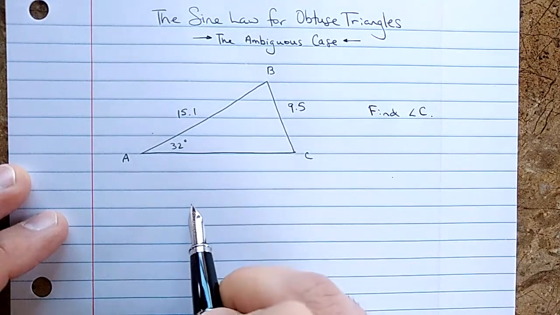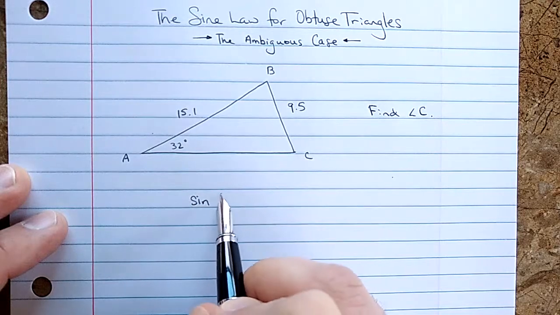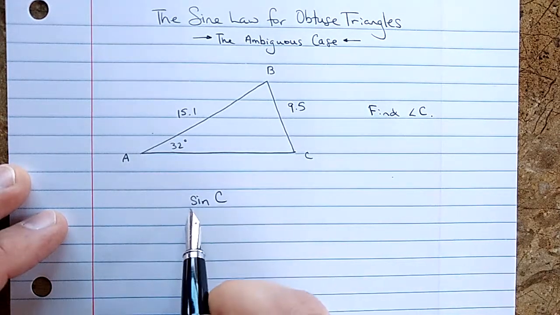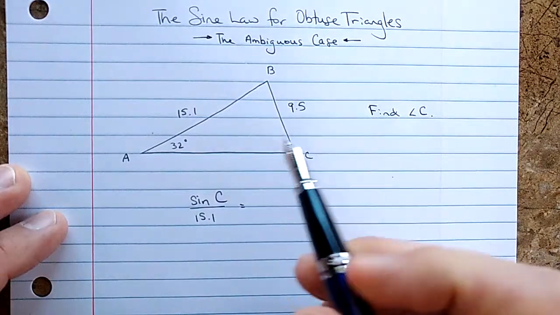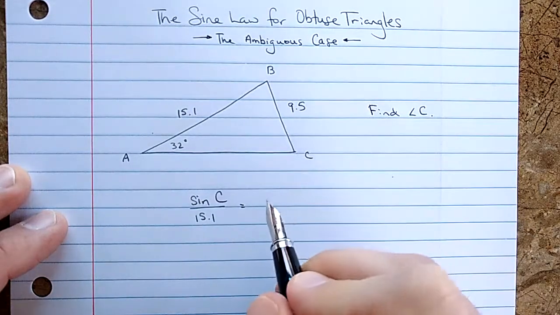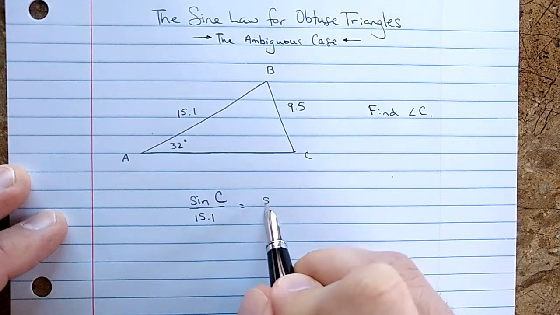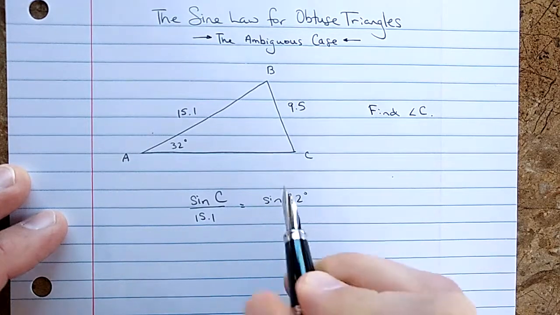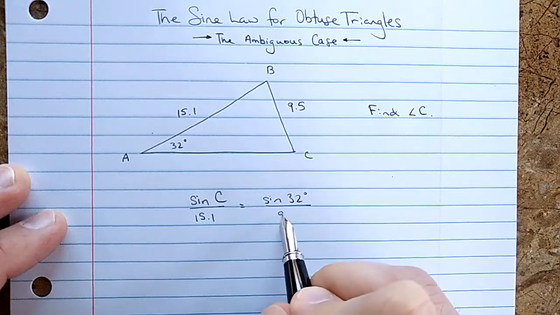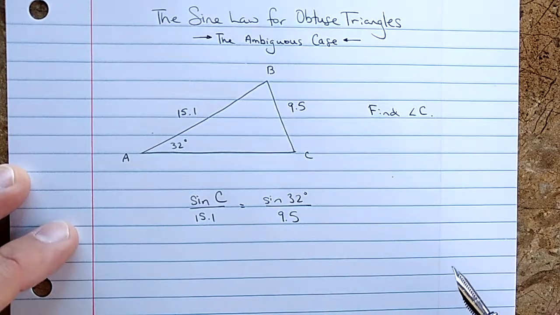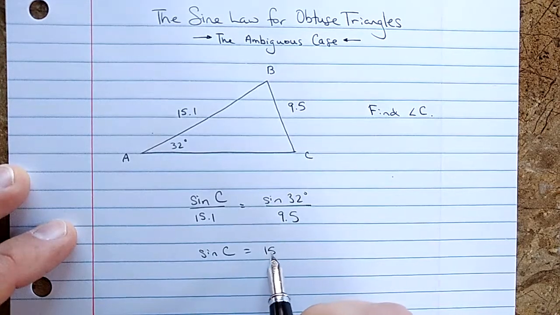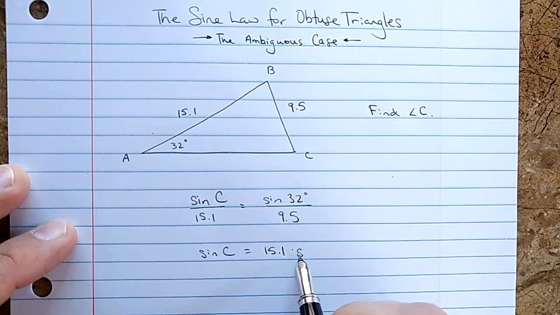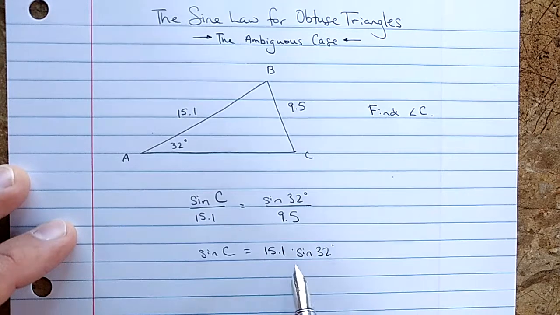Because I'm finding angle C, I'm going to start by writing down sine of angle C, and we divide by the side length opposite, 15.1. We set up the ratio for A and a, so sine A is the sine of 32 degrees, and side length a is 9.5. Okay, let's just rearrange this. Sine of C is 15.1 times the sine of 32 degrees divided by 9.5.